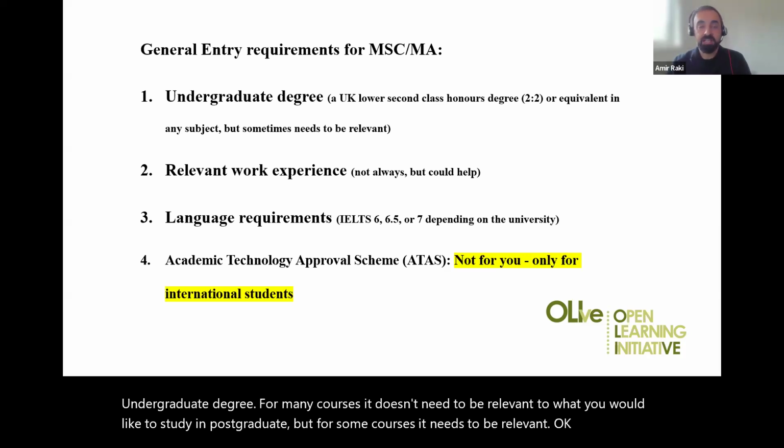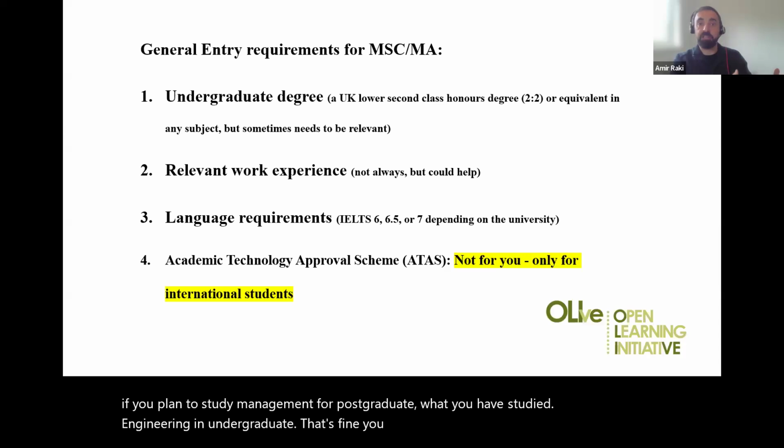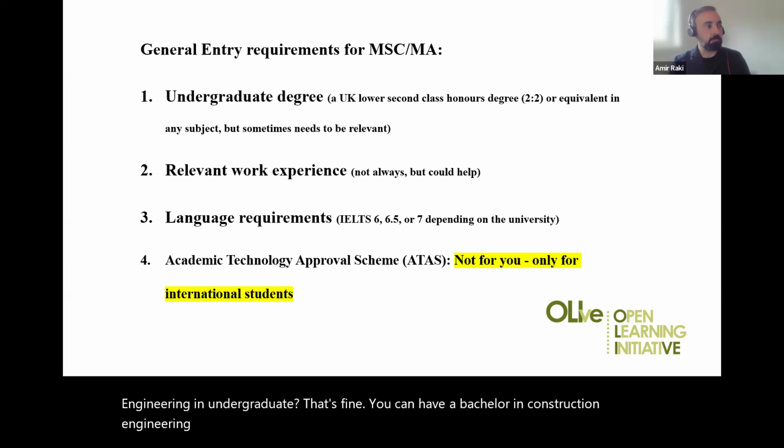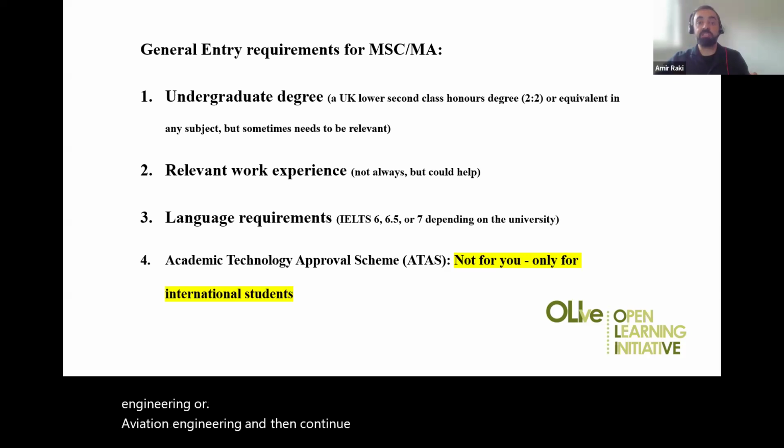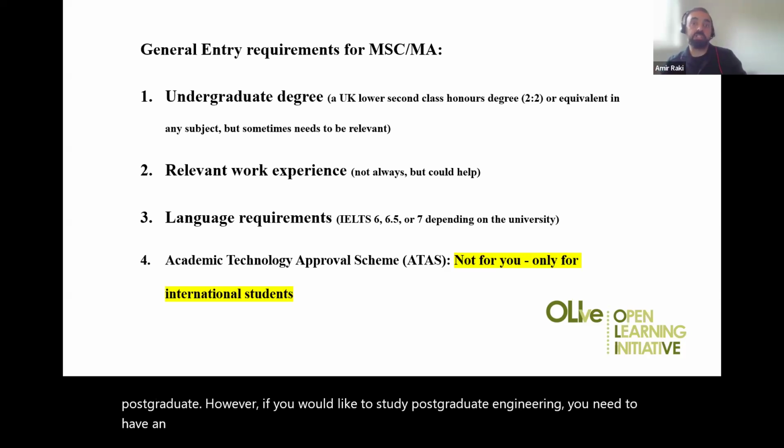So for instance, if you plan to study management for postgraduate, but you studied engineering in undergraduate, that's fine. You can have a bachelor in construction engineering or aviation engineering, and then continue to management business type of studies in your postgraduate. However, if you would like to study postgraduate engineering, you need to have an undergraduate in engineering as well.